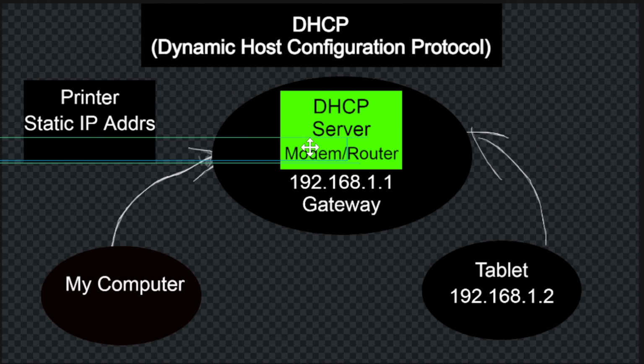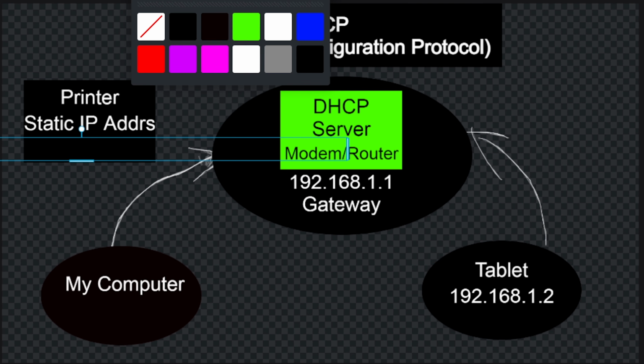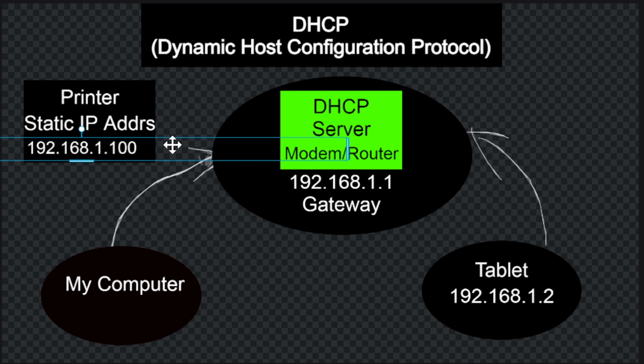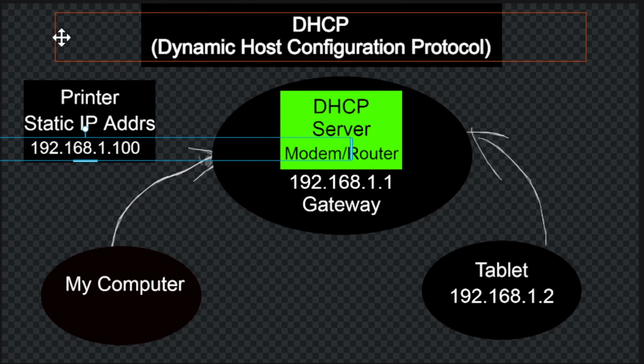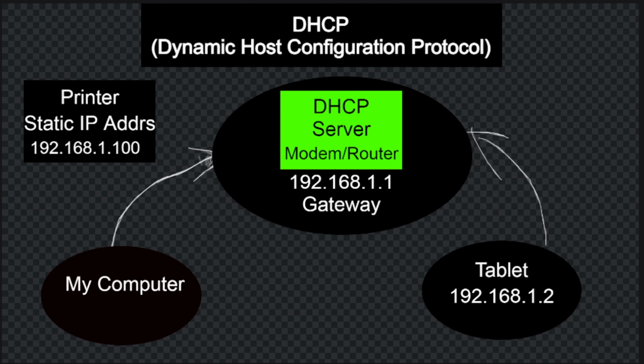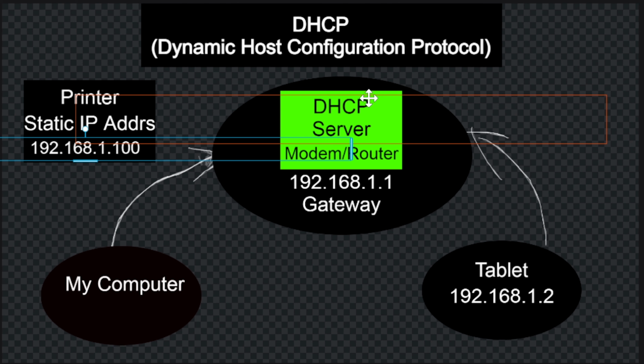So in this case, I'm just going to make it 100. Just a moment. So I'm going to make it 198.168.1.100, and it doesn't change. But you have to go inside of DHCP server and create a static IP address that you can assign to your printer.